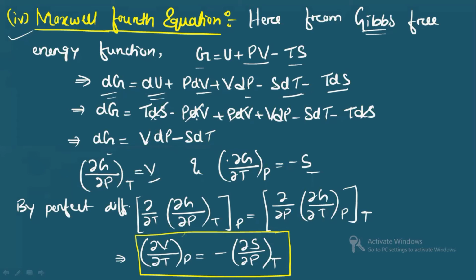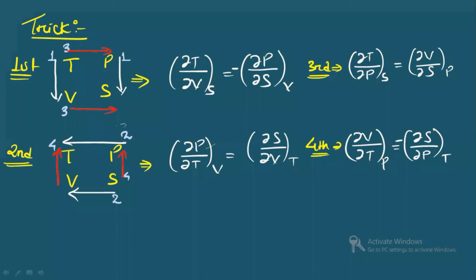Here we are not using the chemical potential term, only the normal equation, and from there the quantities that you have already done, for the potential that you have to find. From there you directly use the property of perfect differential, and you can get the Maxwell's relation. So this is the Maxwell's fourth law. Clear? Now let's see the trick.